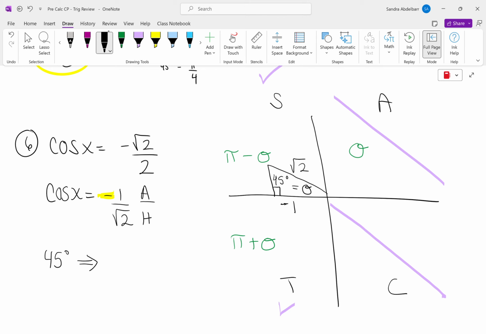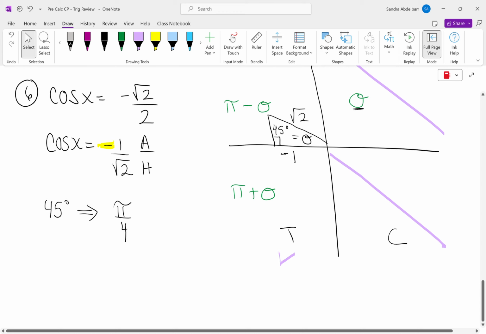So now we're going to say, okay, 45 degrees in radians is going to be what? Pi over 4. Remember, pi is just 180. 180 divided by 4, that's 45. But now I'm not in quadrant 1. If I were in quadrant 1, then that would just be my answer. But I'm in quadrant 2.